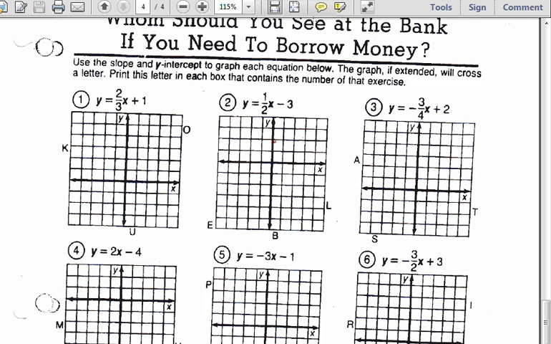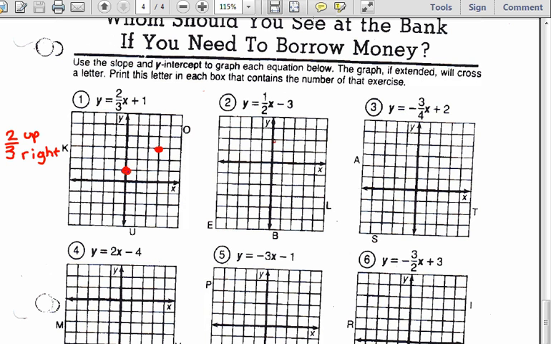Our y-intercept is 1. So we plot the 1. And then our slope is 2/3. So if our slope is 2/3, we're going up and right. Okay, so I plotted 1, and then my slope is 2/3, so up 2, right 3.